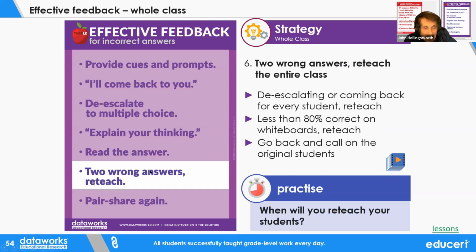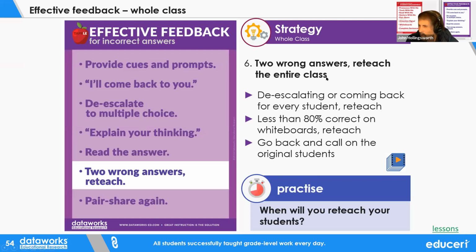All right, let's look at the next one. Let's read together. Ready, go. Two wrong answers, reteach the entire class. Remember, we're trying to distinguish between individual students, which is explain your thinking, de-escalate, I'll come back to you, and now the whole class. Usually you need to reteach when you get 2 or 3 wrong answers.